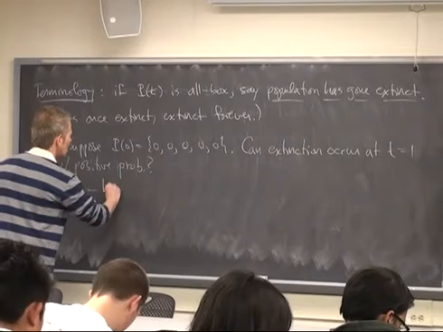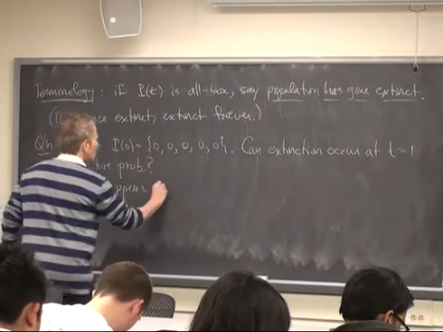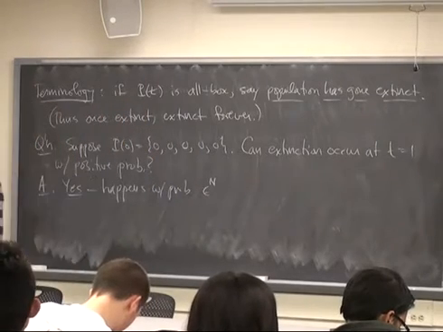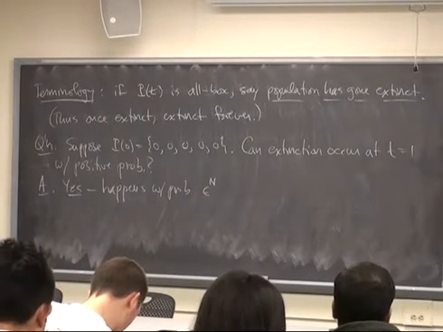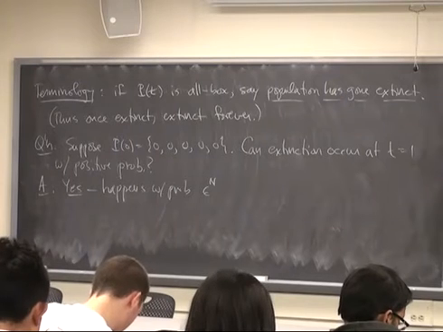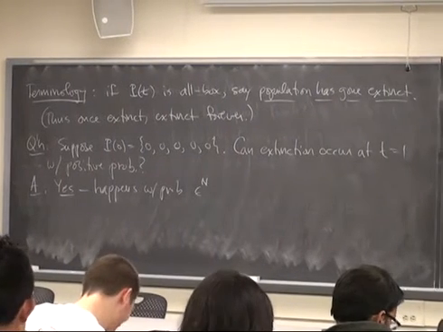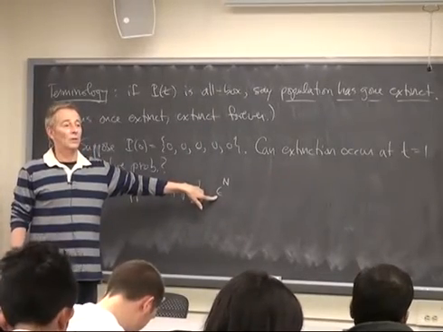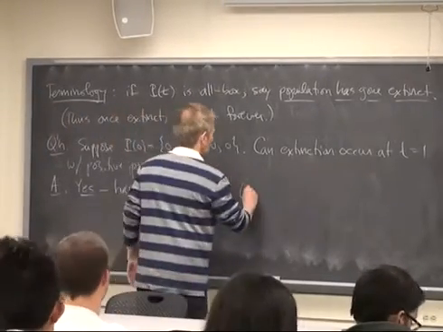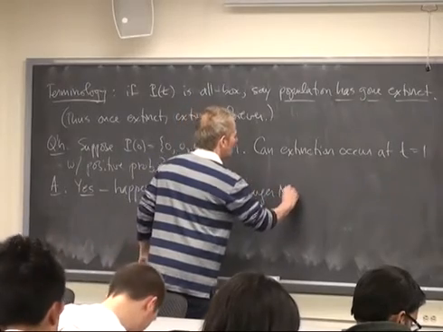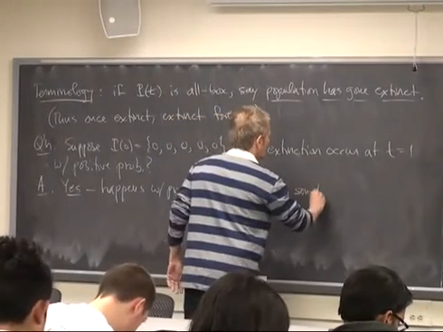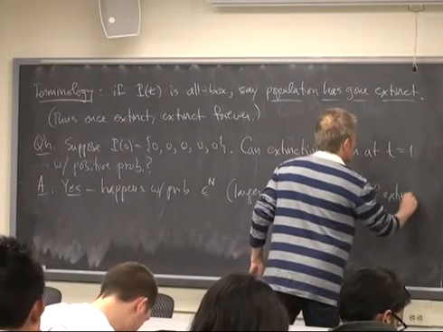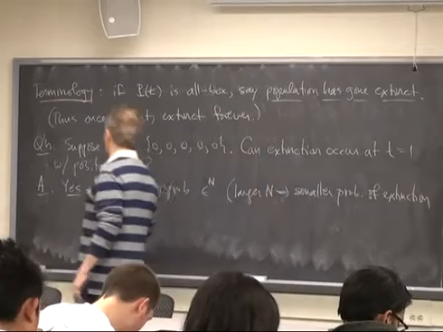And this happens with probability epsilon to the n, because everybody has to die. Everybody has to boxify in order for the population to go extinct at time 1. Now notice that this population is very small when n is very large. So larger n implies smaller probability of extinction in one time step.